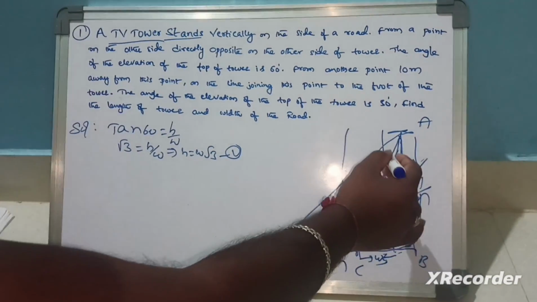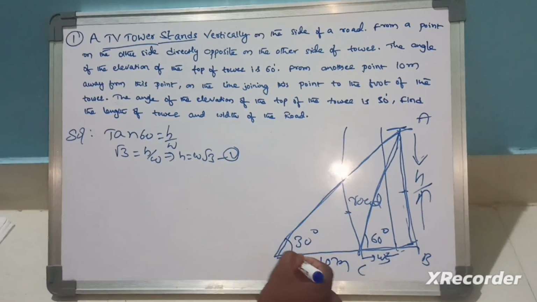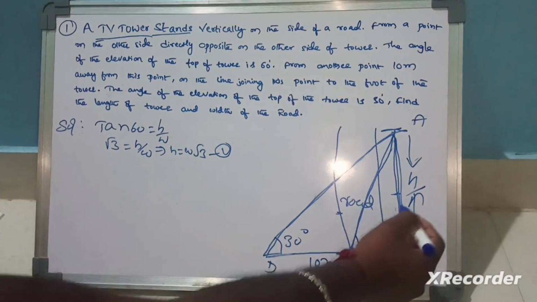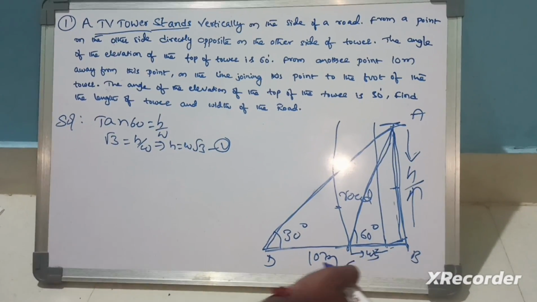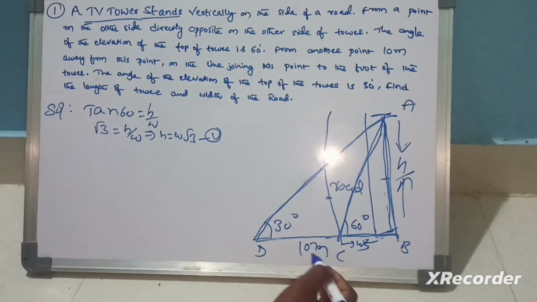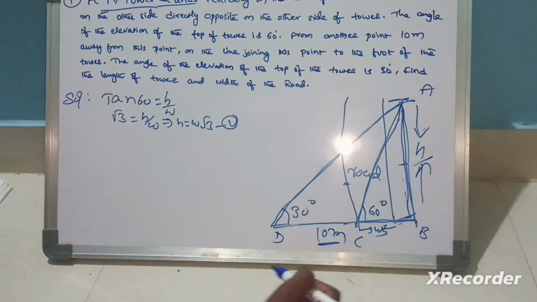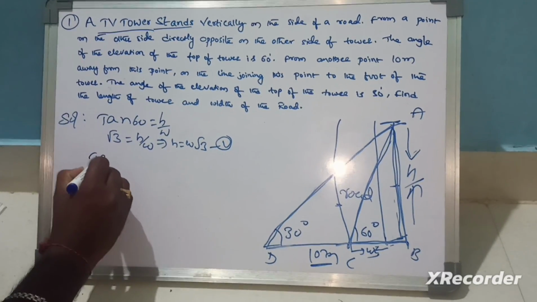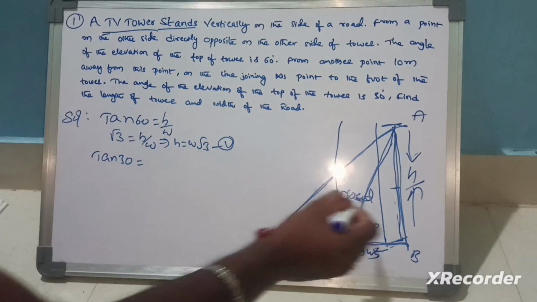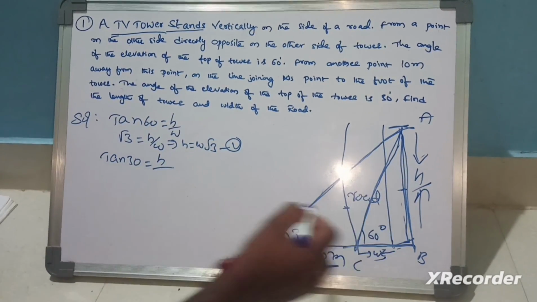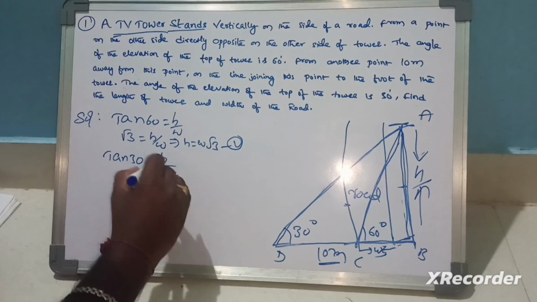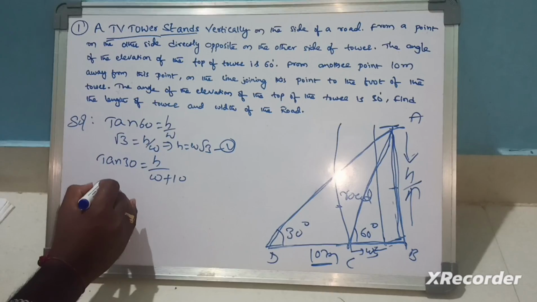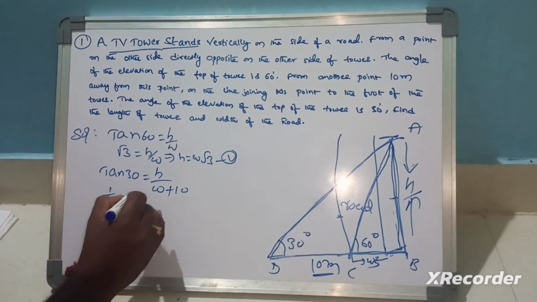Now let's see the second. Okay, let's see this triangle. Same thing, here I have an opposite side which is h as well as a base. Here if you see, the base will be 10 meters plus w, which is the road width. Now I'm applying tan 30. Okay, tan 30, opposite side as usual h, by the adjacent side, w plus 10. Tan 30 we know is 1 by √3.